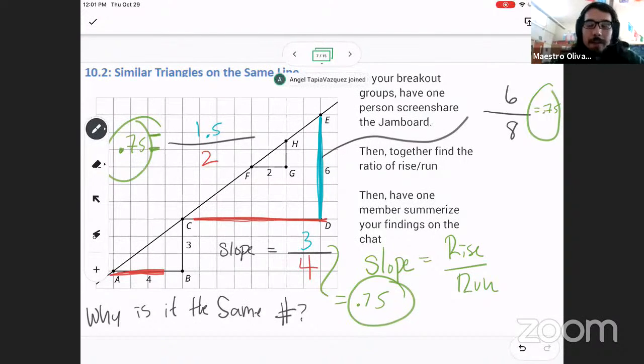Type out what you think in the chat box. It doesn't have to be correct. It doesn't have to be wrong. This is just me opening up your minds and I'm showing you you're getting the same number. But why?